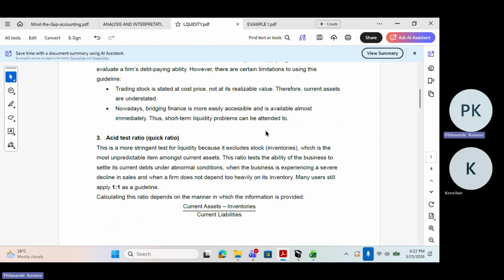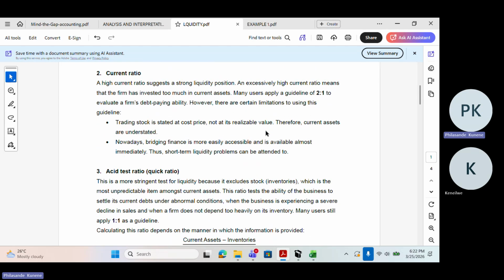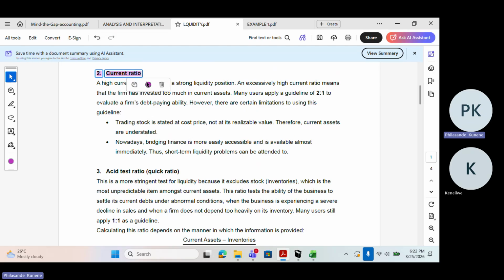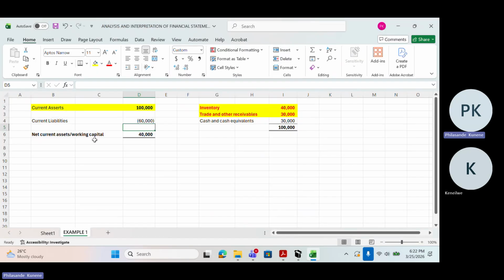But current ratio, this one is very important. Current ratio is very important. Definitely, it is going to be in the exam. So what they're saying about current ratio: a high current ratio suggests a strong liquidity position, right? A high current ratio suggests a strong liquidity position. Okay. So now, what is a current ratio?